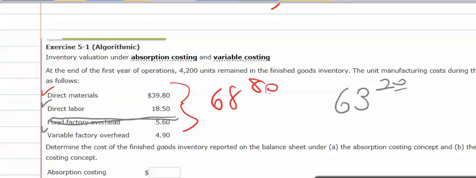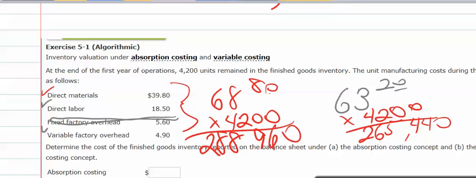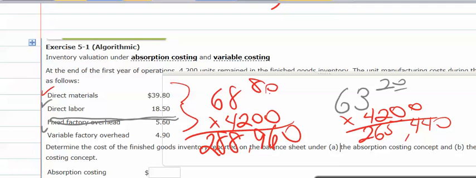Now obviously, to finish this problem, I'm going to have to multiply these items by the 4,200 units to get my total value of the inventory. So 63.20 times 4,200, that would be 265,440. And if I take the 68.8 for the absorption costing times 4,200, that is 288,960. So that would be the correct answers for these questions.